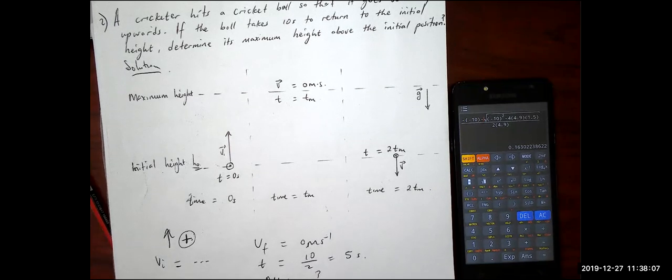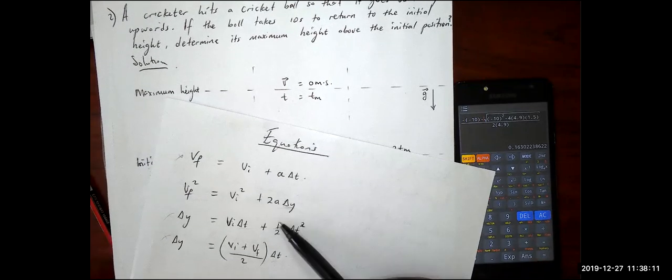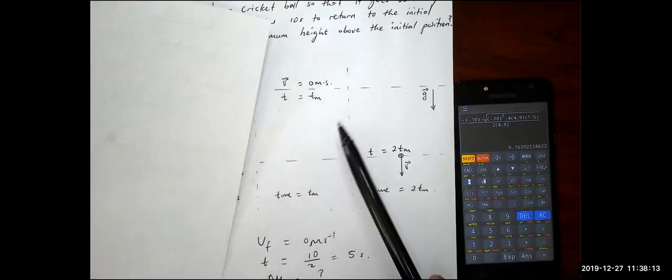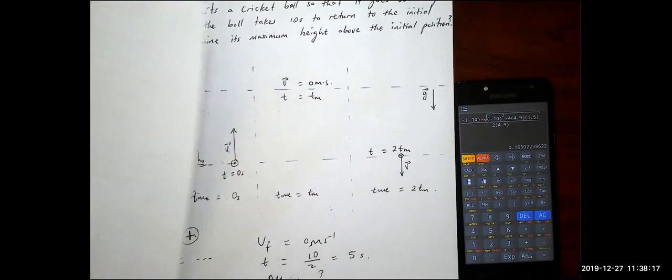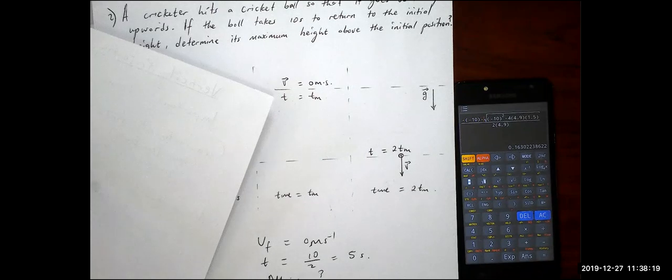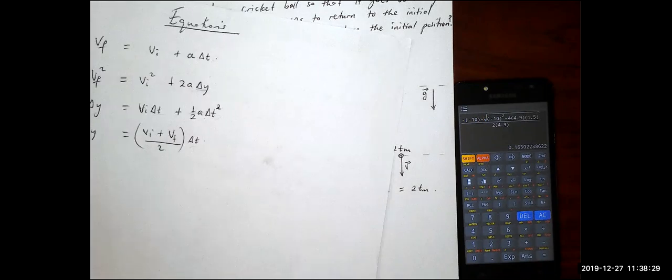Then we take our sheet here and see which equation we should use. We are given final velocity, okay? We're given final velocity, and what else are we given? Initial velocity, we're not given. We're only given final velocity.